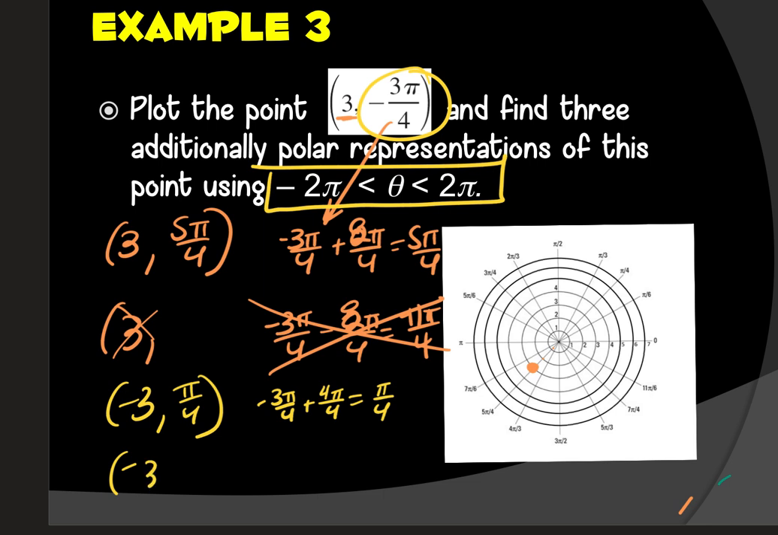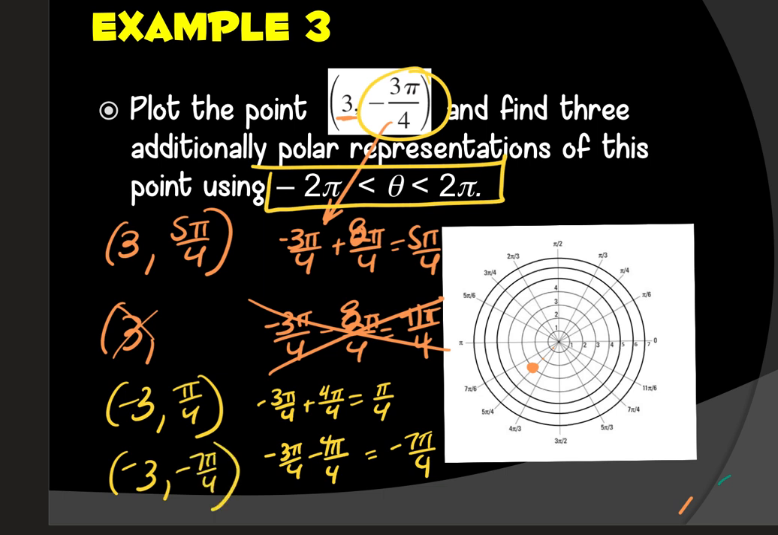The other option is to subtract pi, which would be 4 pi over 4. And what do you get? Negative 7 pi over 4. Does that fall between negative 2 pi and positive 2 pi? Yes. So that's my other option.